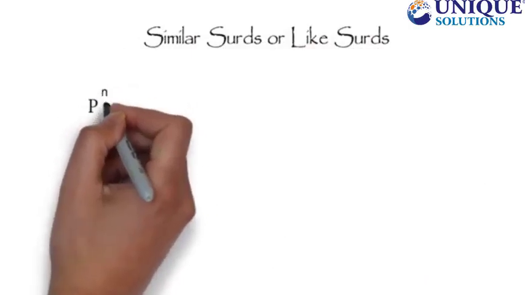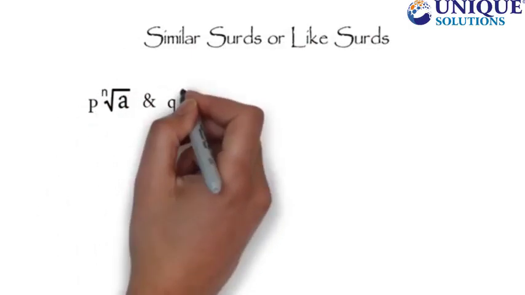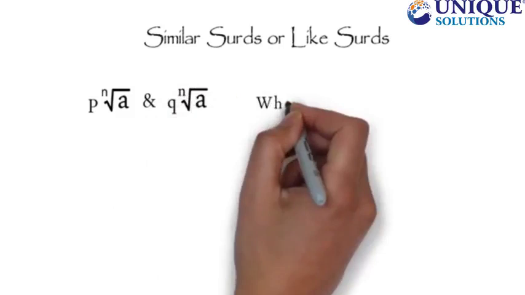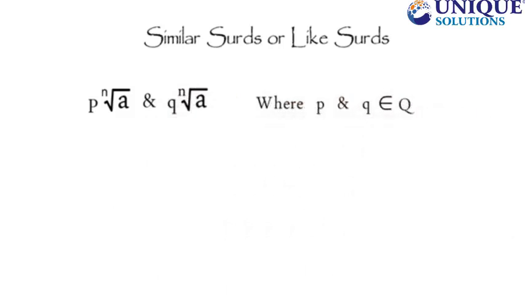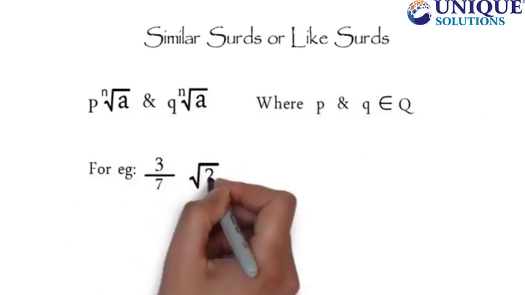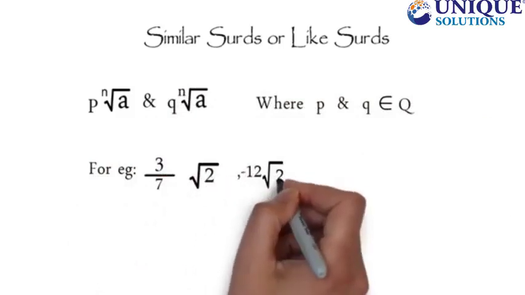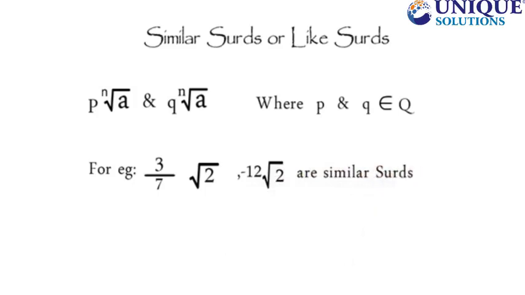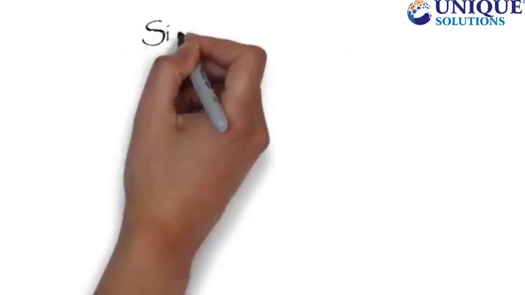Similar surds or like surds: p times the nth root of a and q times the nth root of a, where p and q belong to Q. For example, 3 by 7 root 2 and minus 12 root 2 are similar surds. Simplest form of a surd.